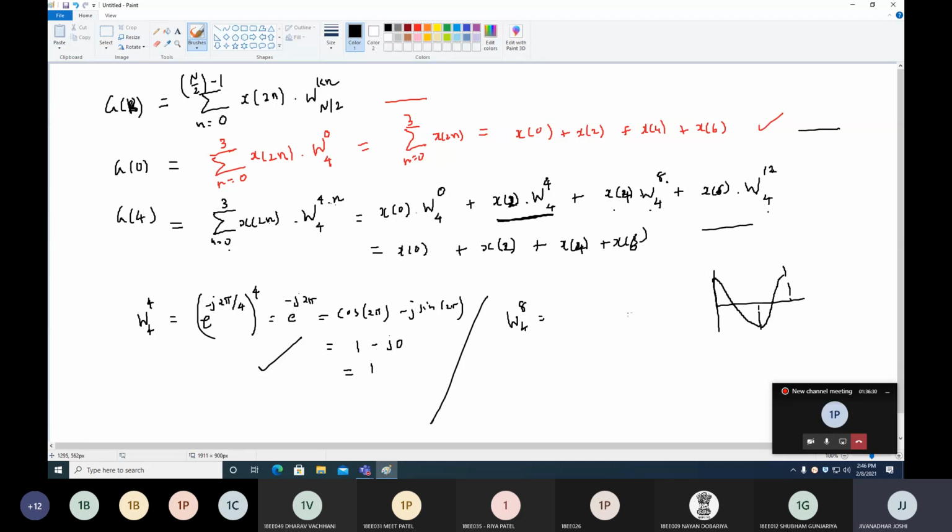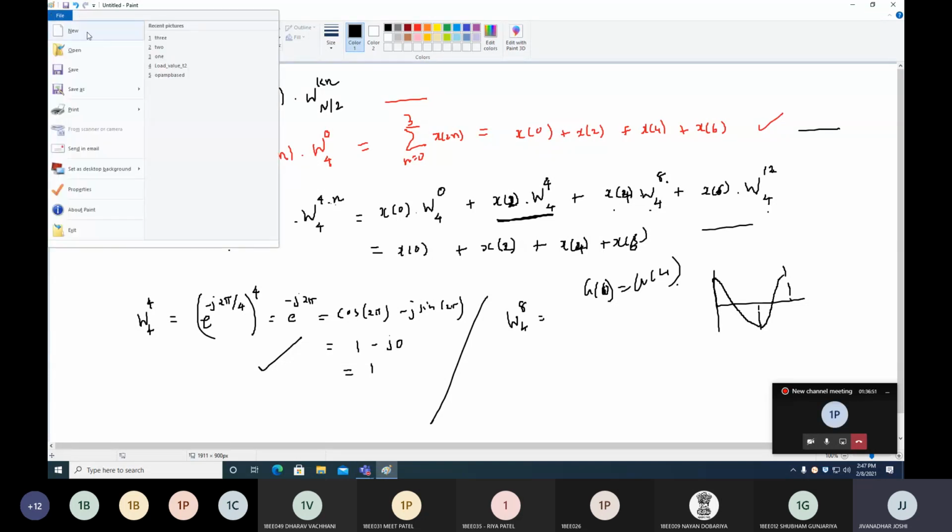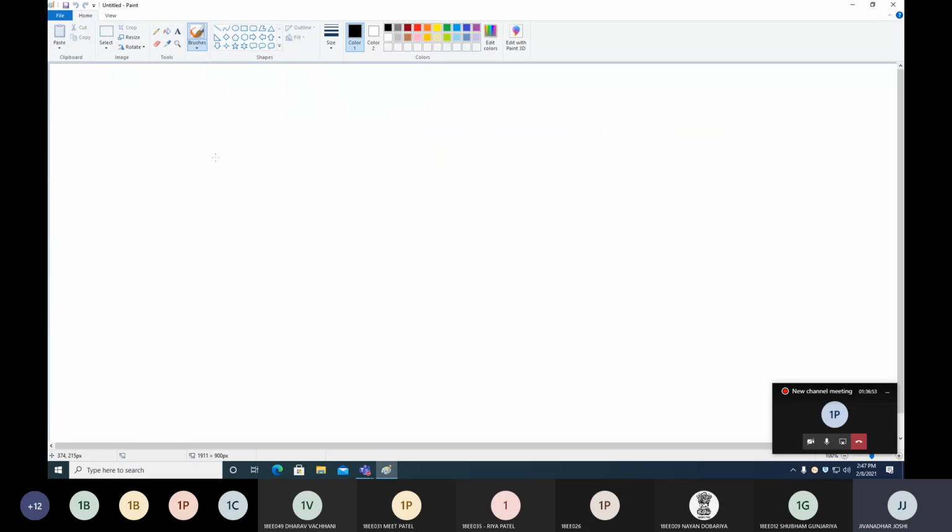So can we now say that g of 0 is equal to g of 4? Yes or no? Yes, sir. Similarly, you can prove g of 1 equal to g of 5. So do it at your home, right? But let me show you for h of 0 is equal to h of 4. Let us check that also.